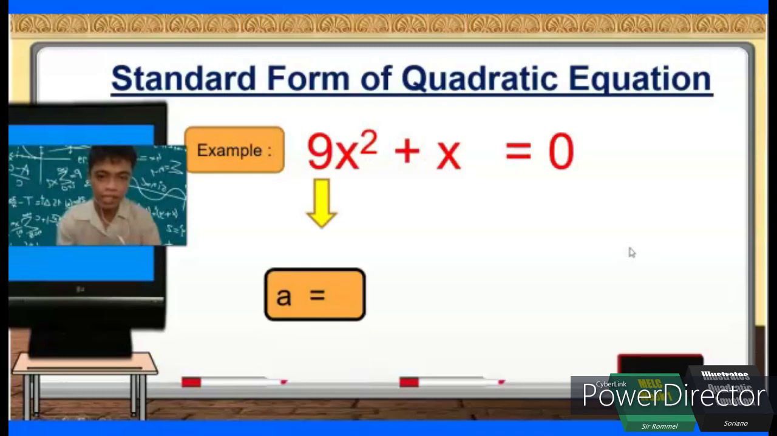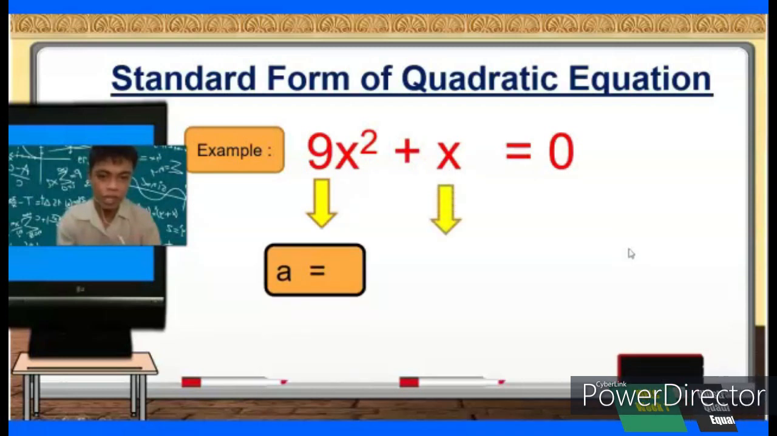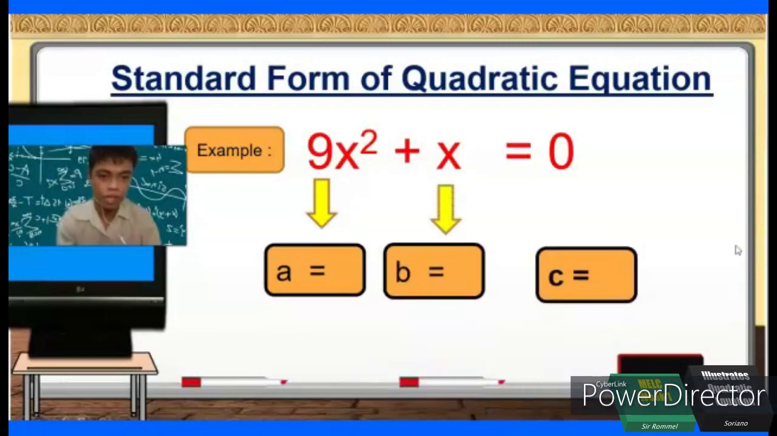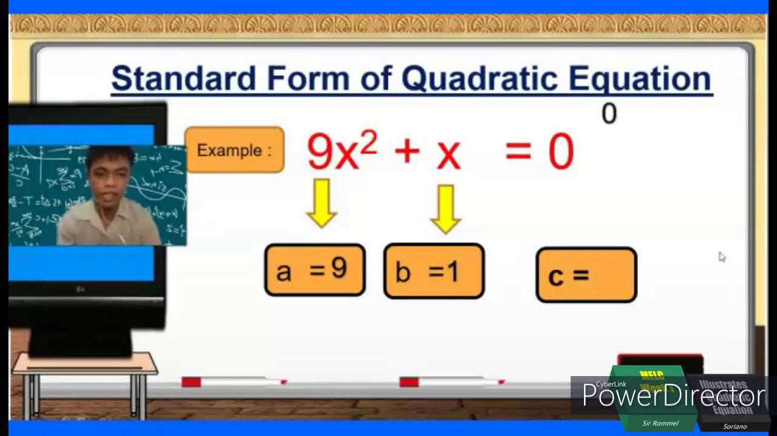Okay, so tingnan natin. So, identify muna natin yung A, B, and yung C. So, bigyan ko yung time to give the answer. Okay, so check natin. So, ano ang value ng A? Anyone? So, A is equal to 9. B is equal to positive 1. How about C? Wala tayong nakikitang constant term. So, ibig sabihin, ang C natin ay 0. Okay. Lahat nakakuha?